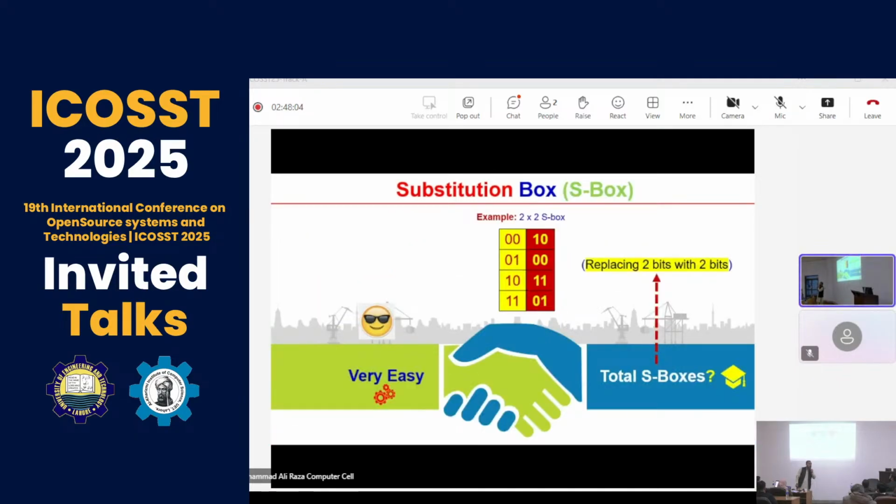How many combinations of 2 bits are there? 4 combinations. It will be 0 0, 0 1, 1 0, and 1 1. How many S blocks will be there? For 1 bit, it was 2. For 2 bits, how many S blocks will be there? Yes, 4. Excellent.